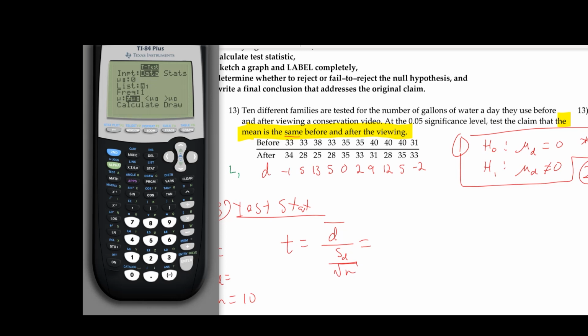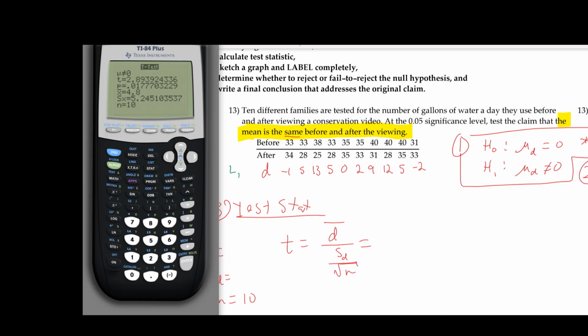If that says something different, just press second 1, of course. Frequency, just leave that at 1. And the alternative is that it's not equal to 0, so yeah, not equal to. Let's go ahead and calculate this. All right, our test statistic is 2.89 when rounded to 2 decimal places.